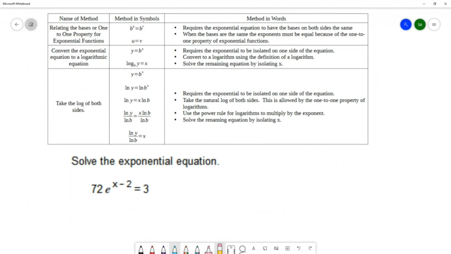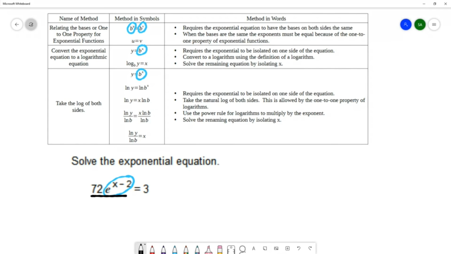One thing I want to point out to you guys is that when you use these methods, you'll notice that you have an exponential expression that is isolated on one side of the equation. And in order to use them, we must do that first. In our example, the exponential portion is the e to the x minus 2. I'm not able to use the methods that we see above until we've isolated that portion.